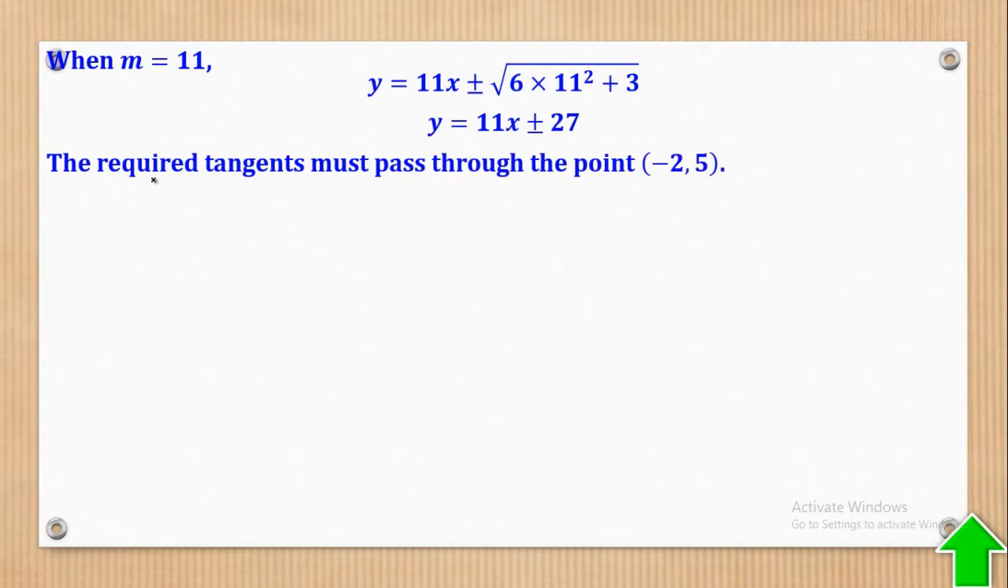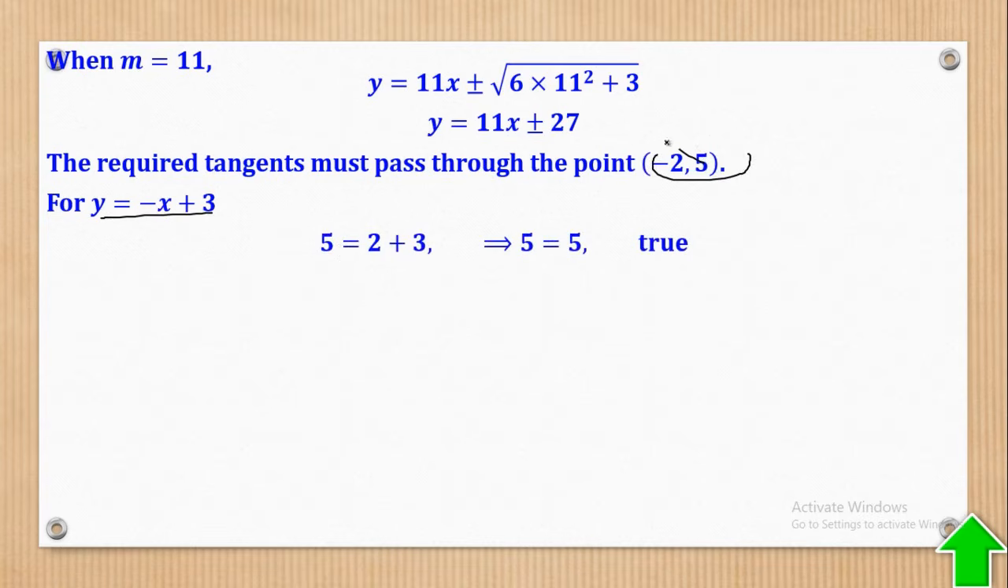So we have got 4 tangents, but they only need 2, so the required tangents must pass through this point. Therefore, we start by testing. For this tangent, it must satisfy this point, so let's see if it satisfies. Where there is y, put there 5, where there is x, put there -2 to come up with this, which is true, so that tangent is required.